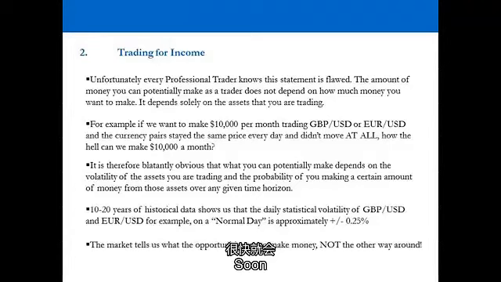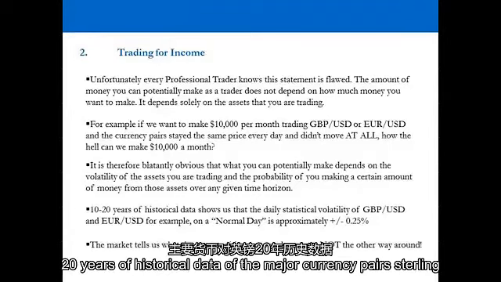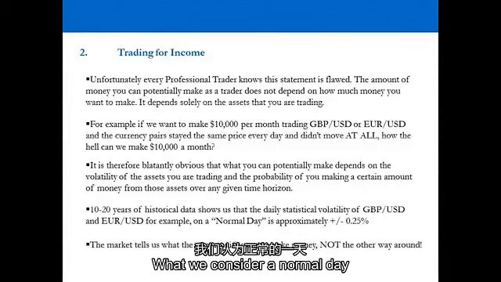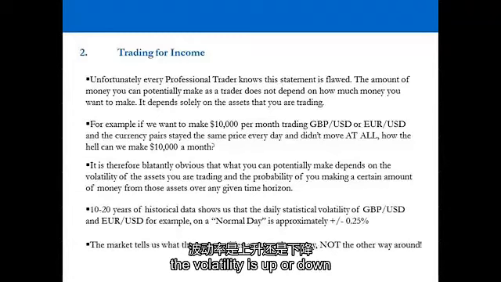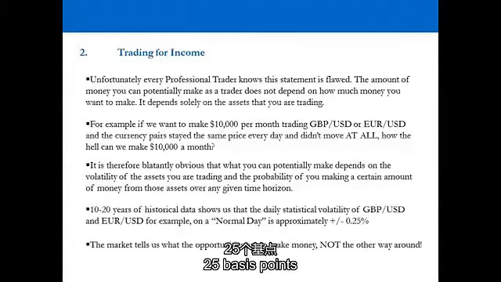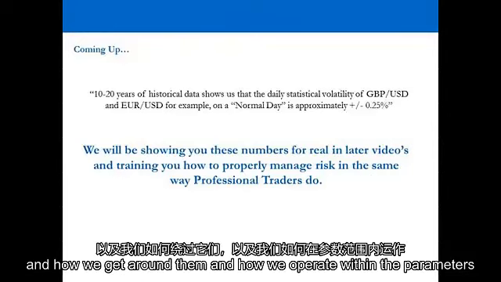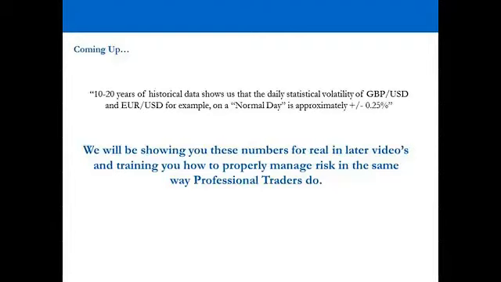We'll look at this data as well soon, but when you look at 10, 20 years of historical data of the major currency pairs, sterling US dollar, euro US dollar, on a normal day, which we'll go through a bit later as well, what we consider a normal day, the volatility is up or down 0.25%, 25 basis points. Like I said, we'll be looking at where we get these numbers from and how we get around them and how we operate within the parameters to actually make money.